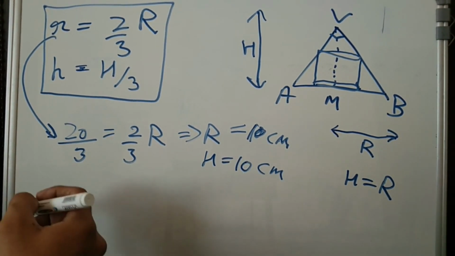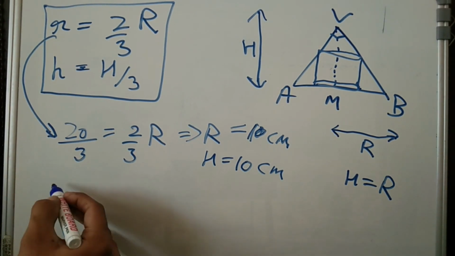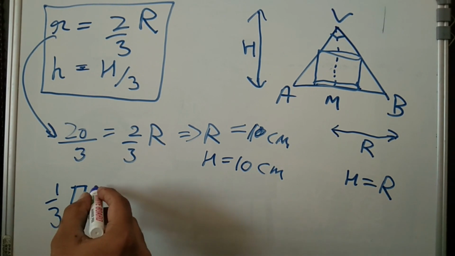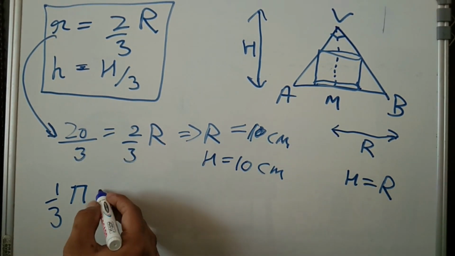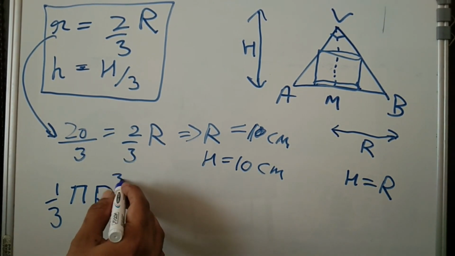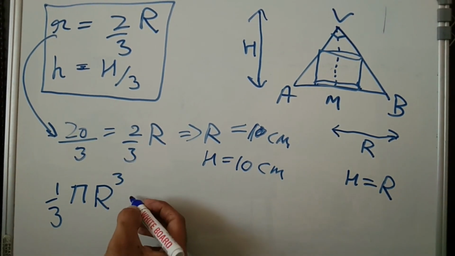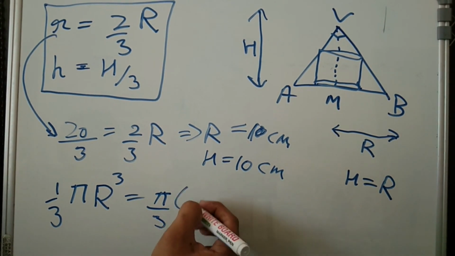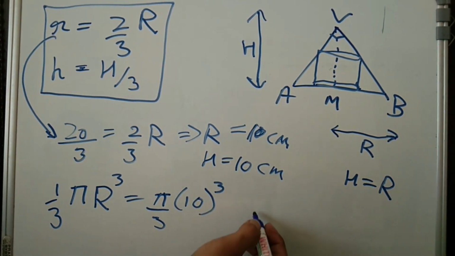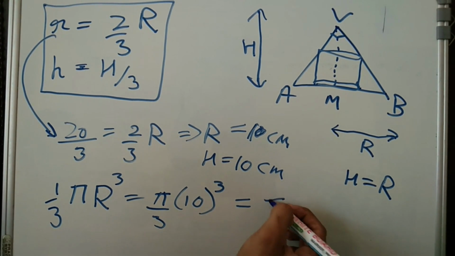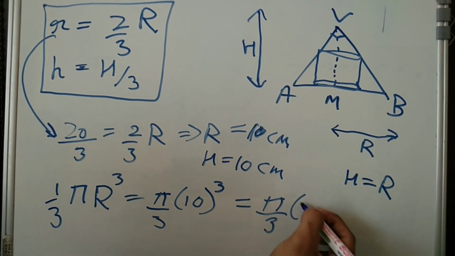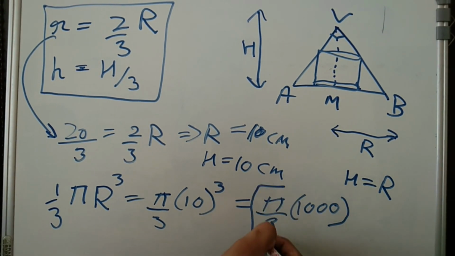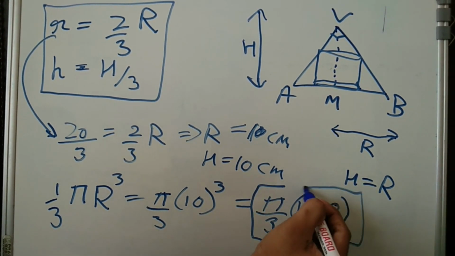Now I have to find the volume of the cone. Volume of the cone is 1/3 pi R square H. So R and H are equal. So 1/3 pi R cube. Since R and H are equal, so pi by 3 times 10 cube. 10 cube is 1000. That is equal to pi by 3 times 1000. So this will be my answer to this particular question.